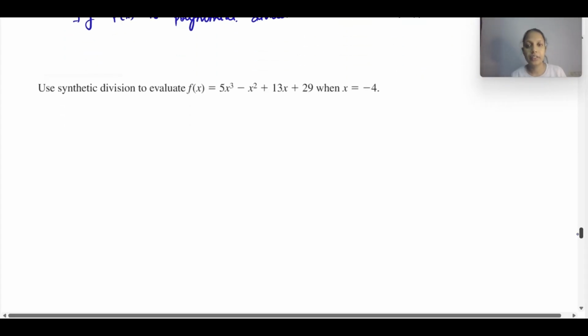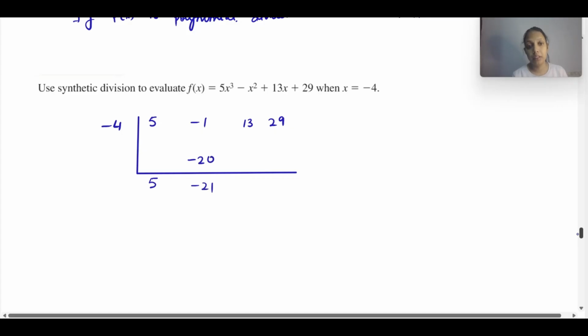Okay, let's try this. It says use synthetic division to evaluate this function when x is negative 4. So when x is negative 4, synthetic division means substituting negative 4 here. 5, minus 1, 13, 29. 5 as it is down, 5 into minus 4, minus 20, minus 21. It's 84. Okay, so you will get 97. Then multiply with this, negative 388.